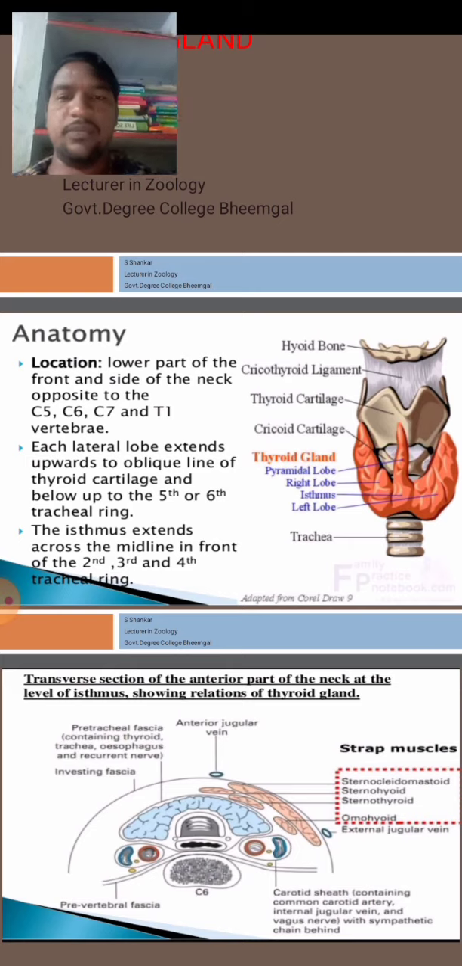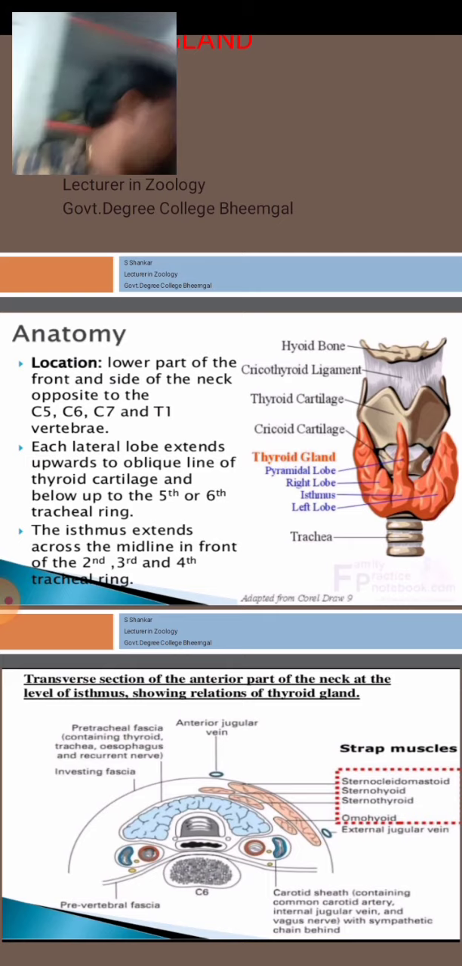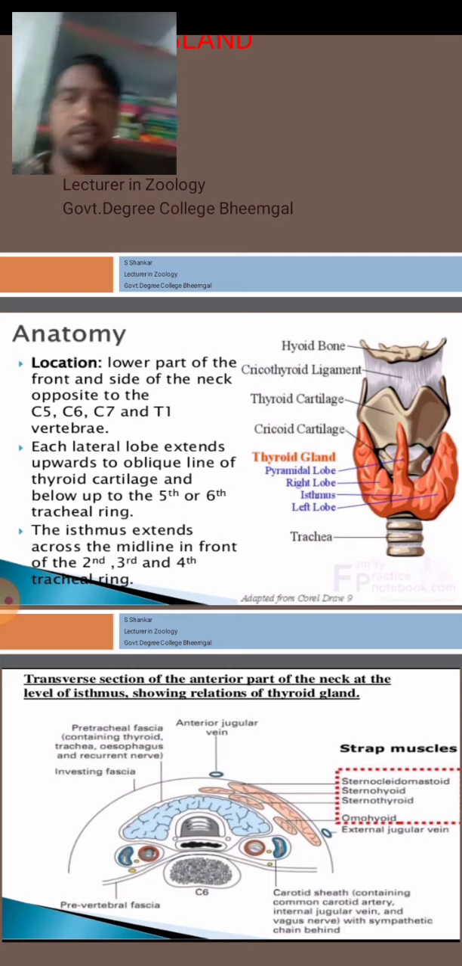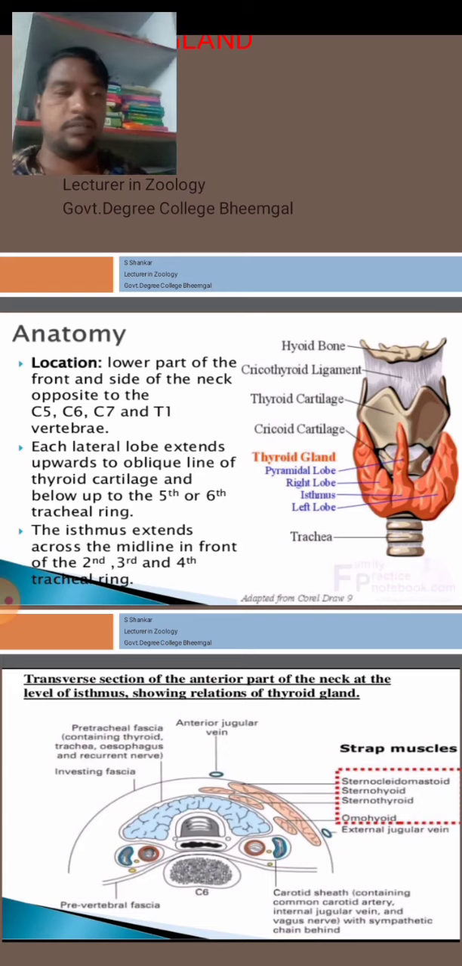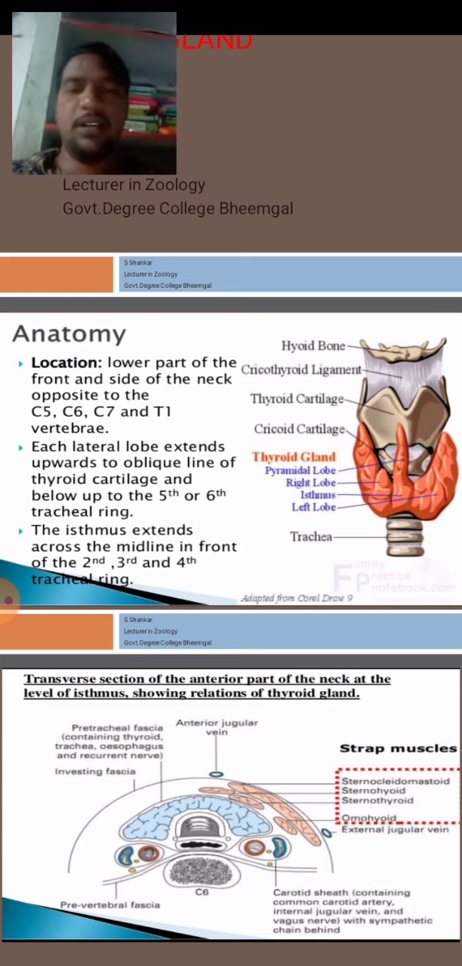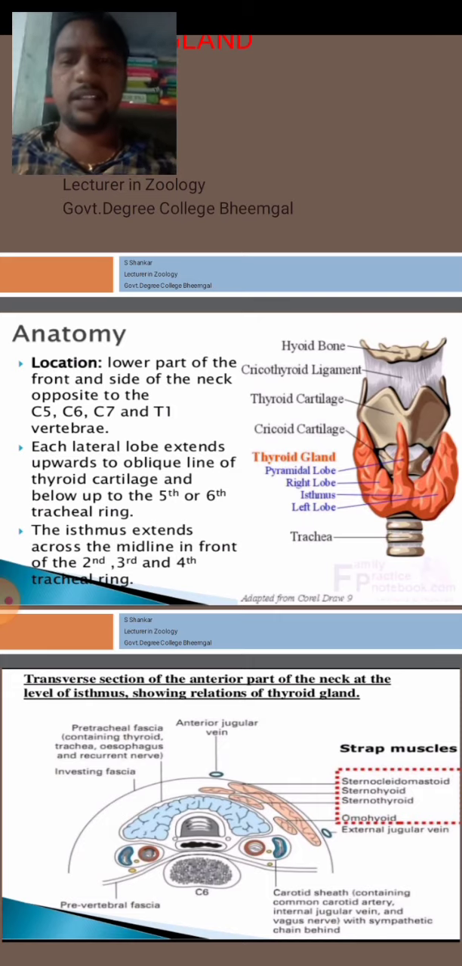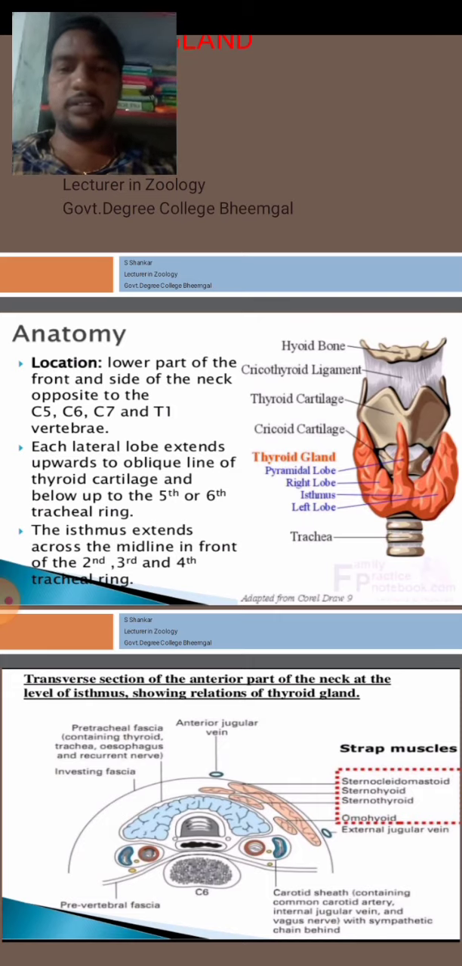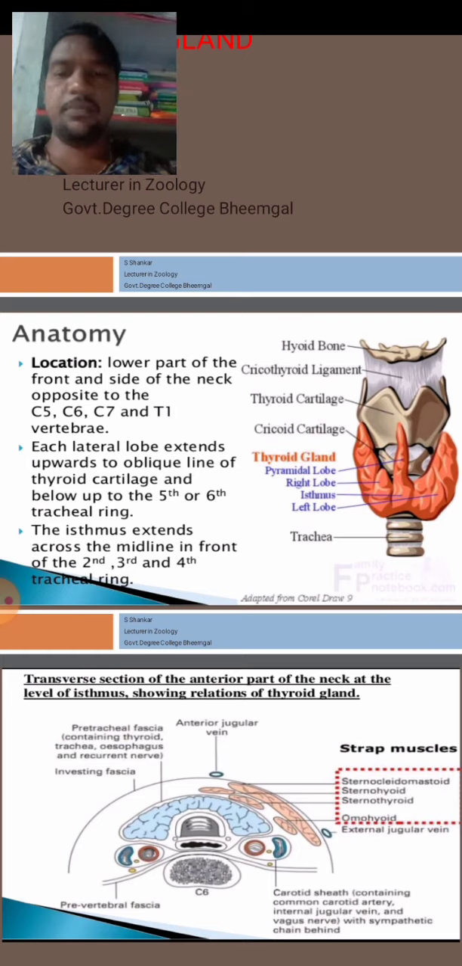Each lateral lobe extends upwards to the oblique line of the thyroid cartilage, and below up to the 5th or 6th tracheal ring.